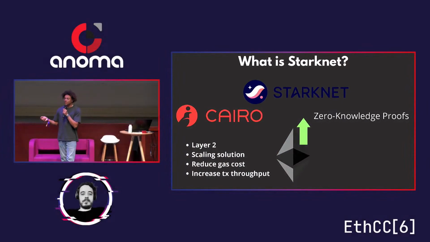So firstly, to understand why Beerus, we first need to understand what Starknet is. Starknet is a layer 2 scaling solution for Ethereum, where we leverage zero knowledge proofs and a proprietary language that we call Cairo, which is a provable programming language. The goal for Starknet is basically to scale Ethereum by reducing gas cost and increasing transaction throughput on the network.